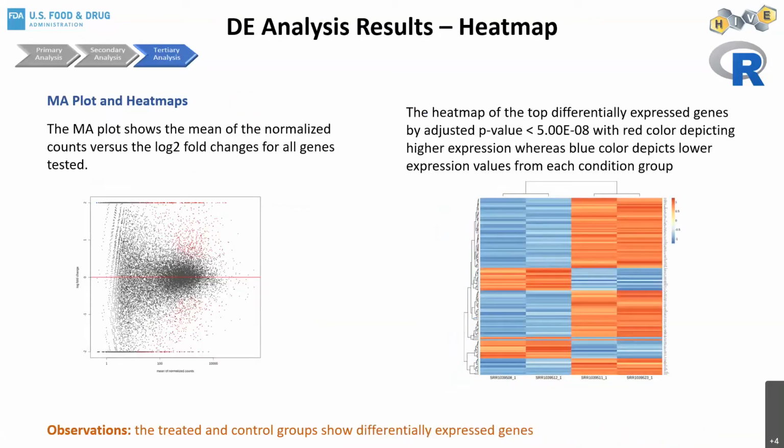For MA plots and heat maps, the MA plot shows the mean of the normalized count versus the log-two-fold changes for all the genes tested, and usually the red dots on the top are upregulated. The red under the zero are the downregulated. The heat map is the representation of the differentially expressed genes by adjusted p-value. Red are higher expression values, blue is lower expression values, and we can see a difference among the control groups and the treated groups.